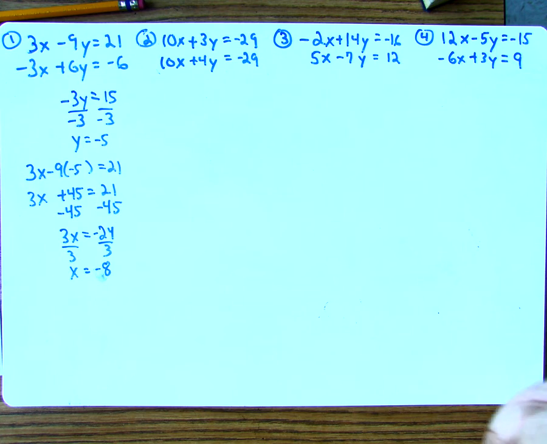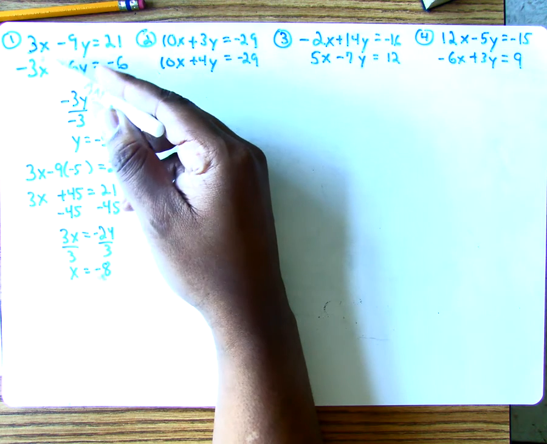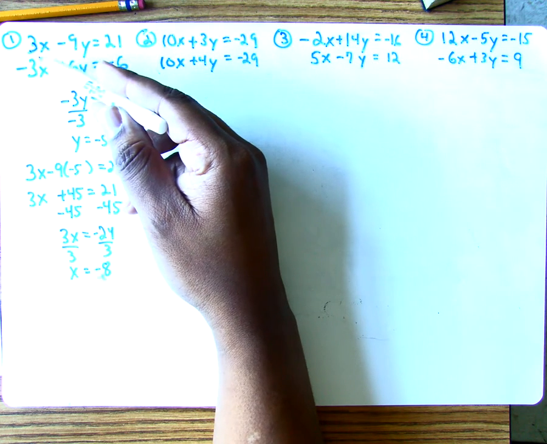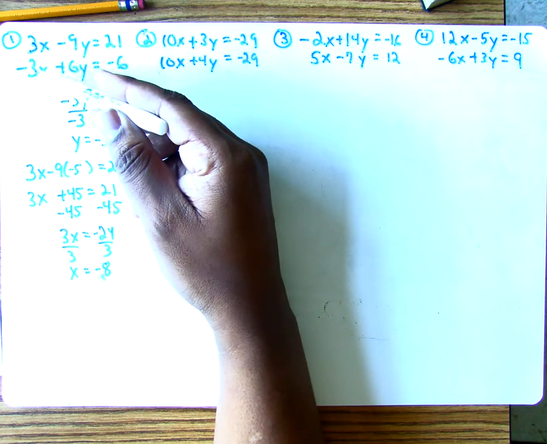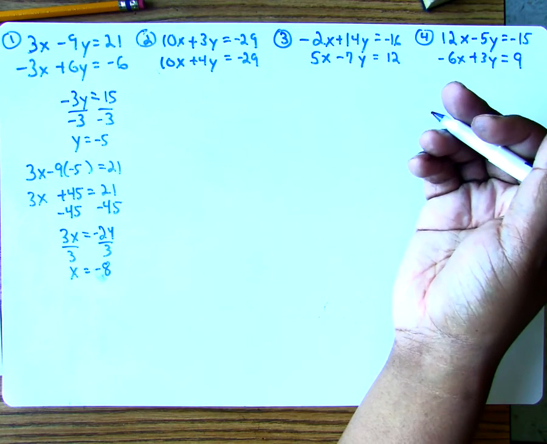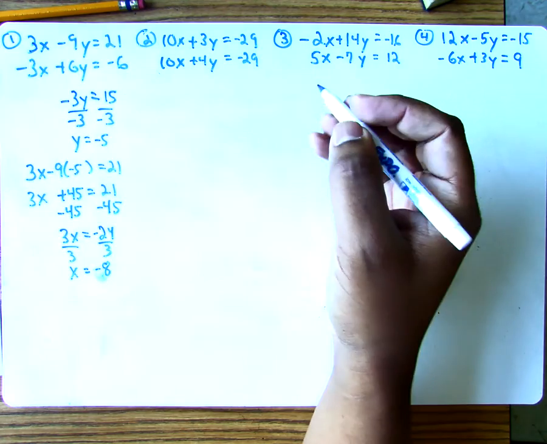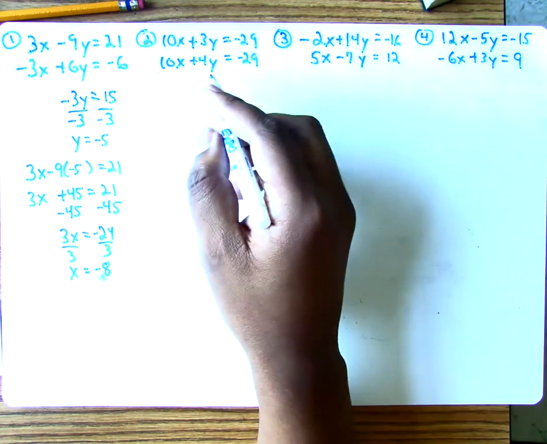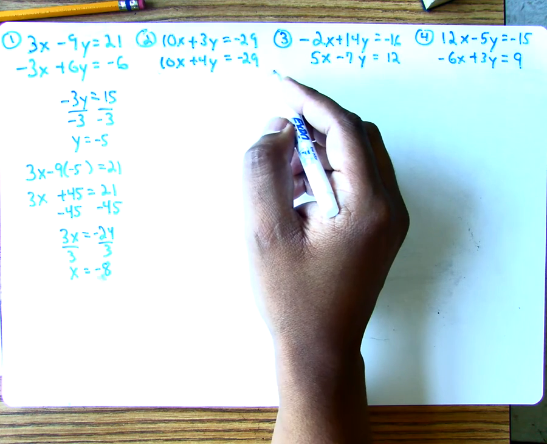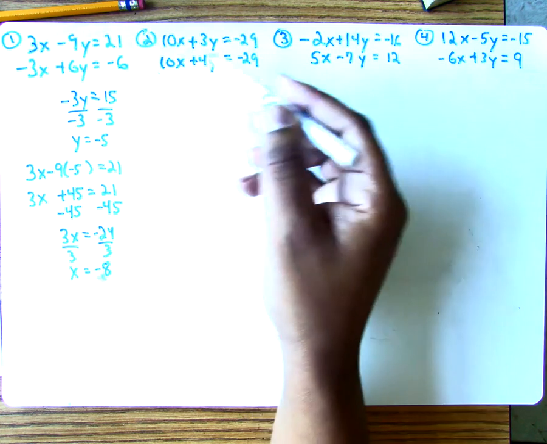Now, it doesn't always come out that simple, where you already have the same terms, one positive and one negative. Sometimes you have to make it that way. What we can do is multiply each term in our equation so that it comes out similar to this. So take a look at number 2.